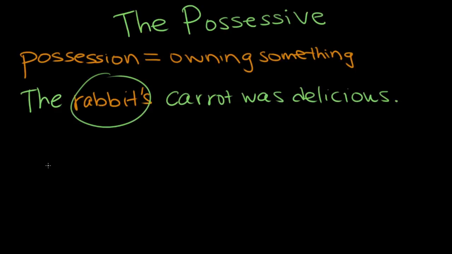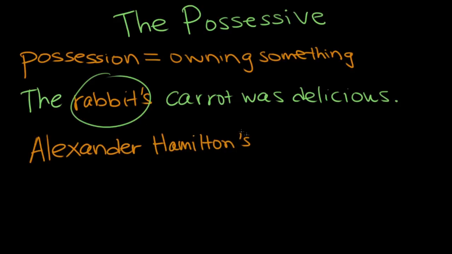Okay. So to pull a completely random figure from American history, let's say Alexander Hamilton had a surfboard. Okay. So using the apostrophe S construction, we could refer to Alexander Hamilton's surfboard, right? Right, the surfboard that belongs to Alexander Hamilton. All right, so that seems pretty straightforward. If we want to show possession, we just add an apostrophe S. Is that true in all cases, though?